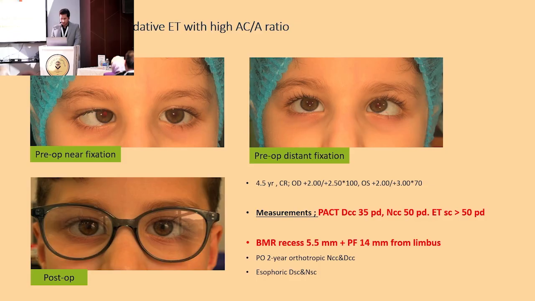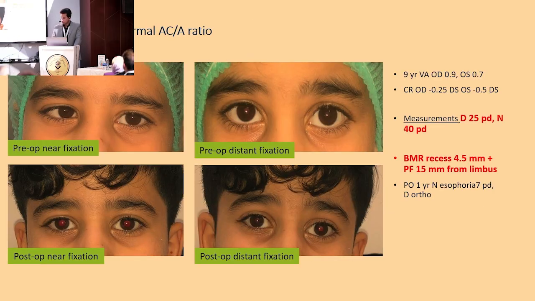Two years after the surgery, he is doing quite well. He is orthotropic with the spectacles for both distances, and he is only esophoric without spectacles, so the disparity has been collapsed significantly. The patient here was having a high ACA ratio.